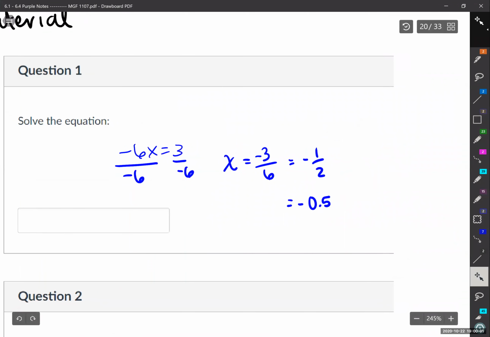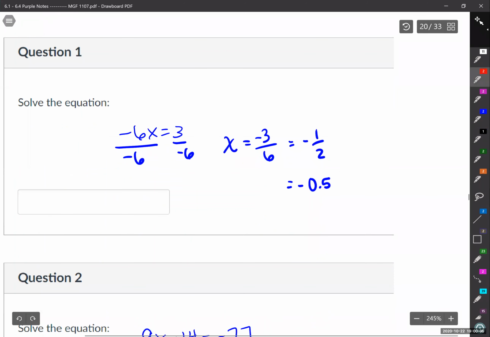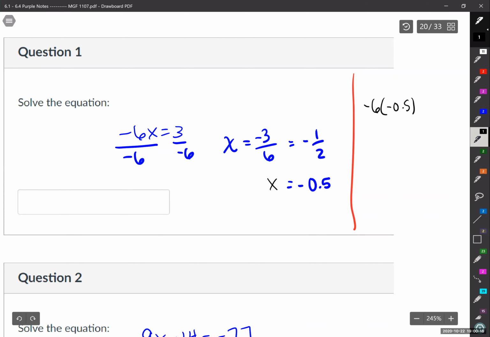And this is not required on the exam, but remember that in this section, you can always check your work. You can plug that value that you found into the original expression. So I would see -6 times -0.5. Let's type that in our calculator, and it's supposed to be equal to +3. When I type it in my calculator, I do get 3, which is exactly as expected. So that's a way that you can be confident that you got the right answer.